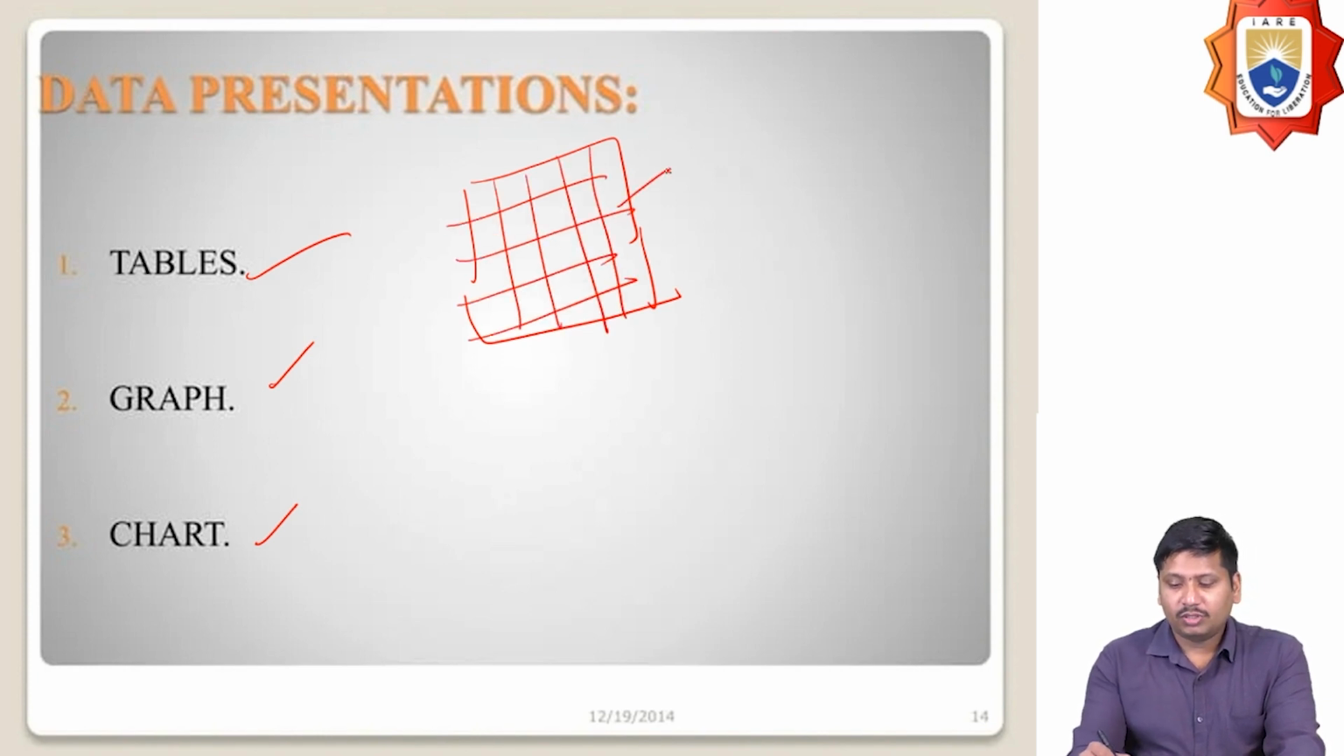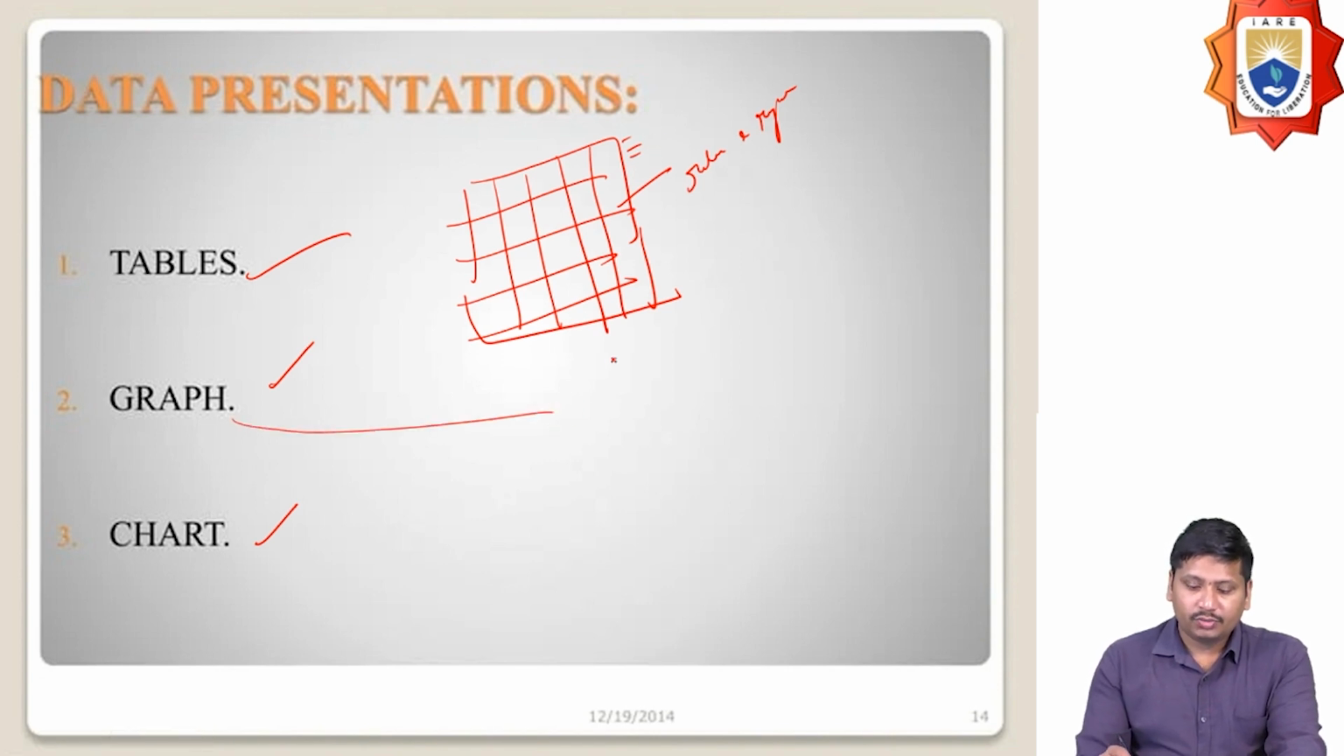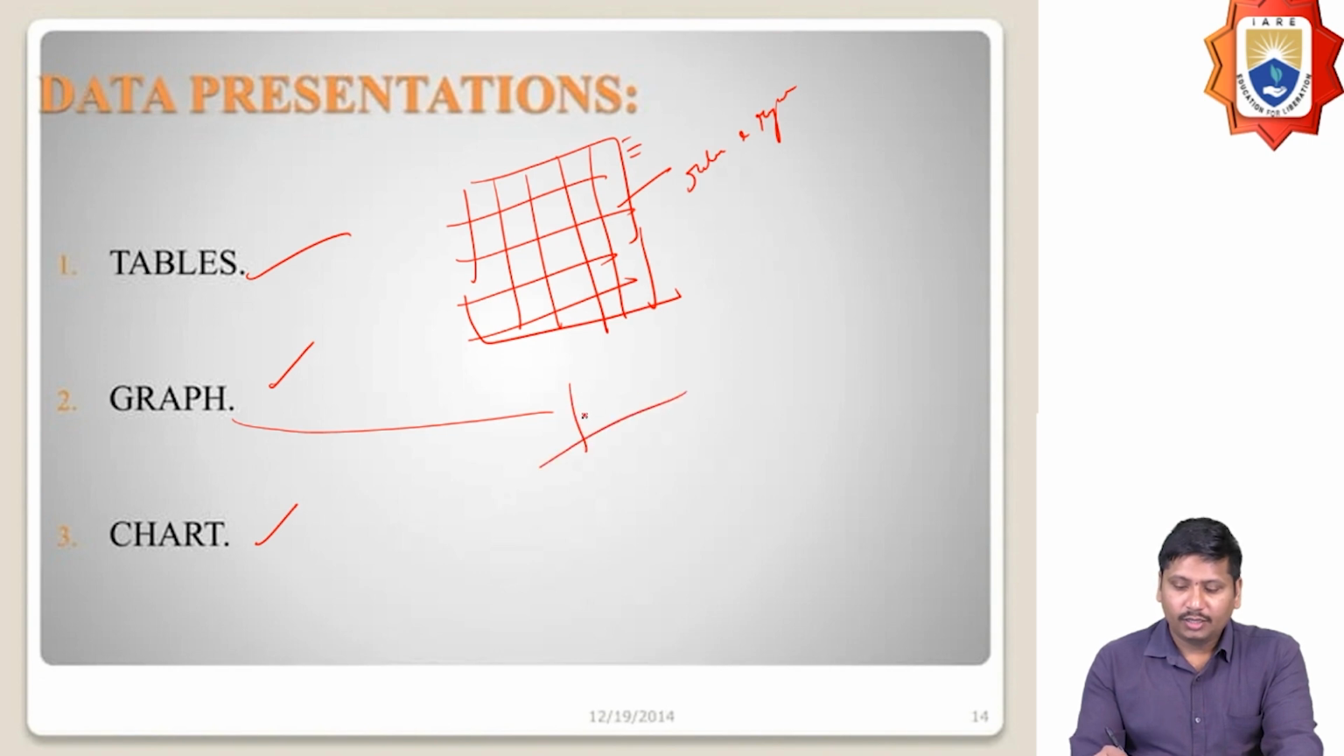We have to follow some rules and regulations for this, like we should consider the name of the table, and the sizes, everything should be clear. And graphs, if I take, I can represent different types of graphs, like line graph, and the charts, if I take, like pie chart, bar chart.